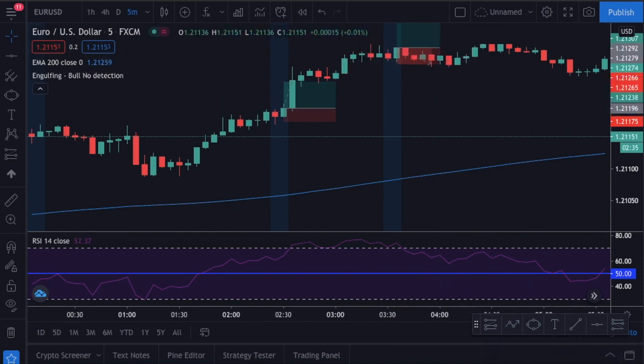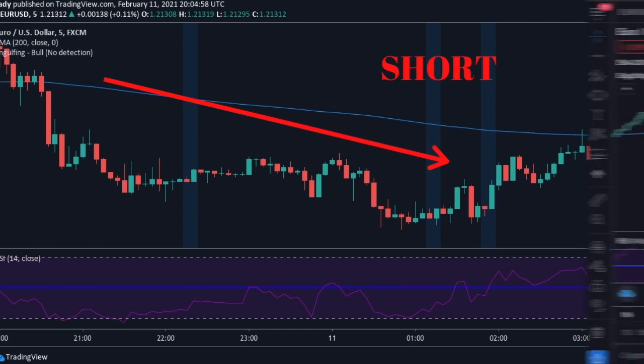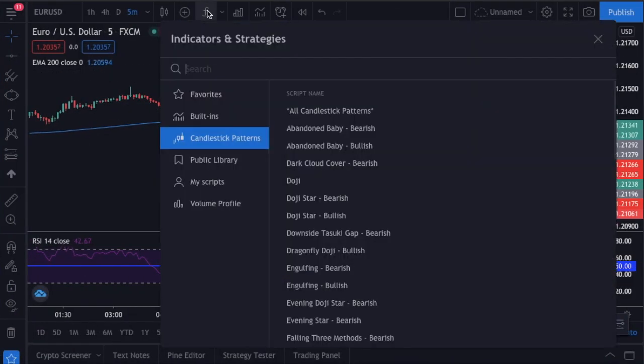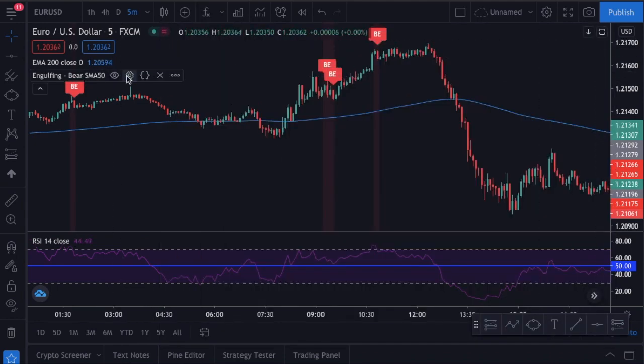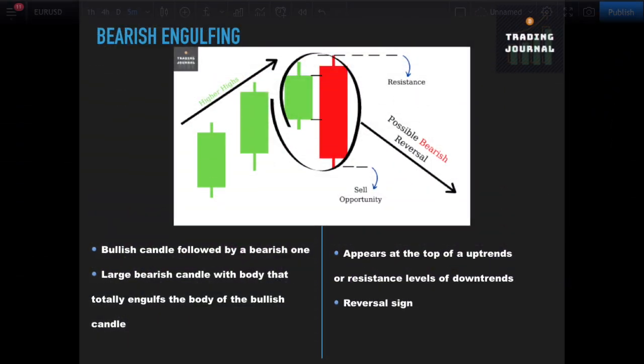Before I reveal the cheat sheet for this strategy, I want to show you a short setup too. Because we need to make some changes for the short setup. First, we are going to get rid of the bullish engulfing pattern, because it was a bullish pattern. And we will use the bearish engulfing pattern for the short entry. Bearish engulfing is the exact opposite of the bullish one.